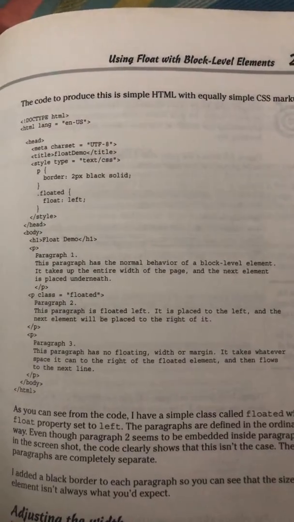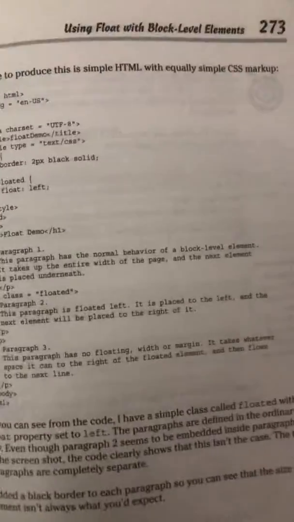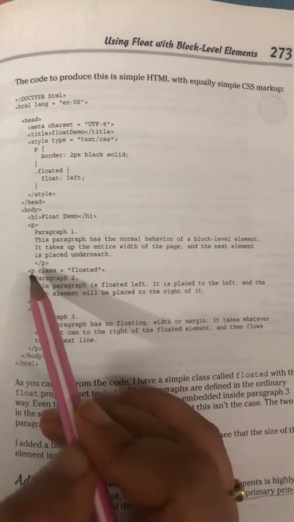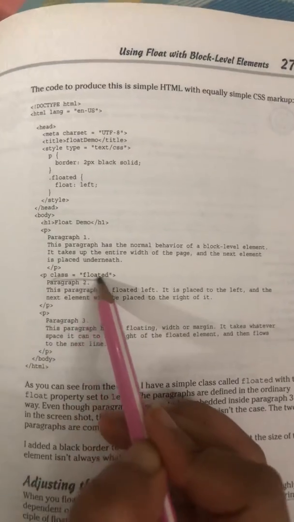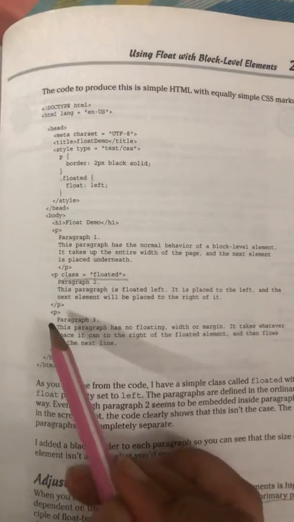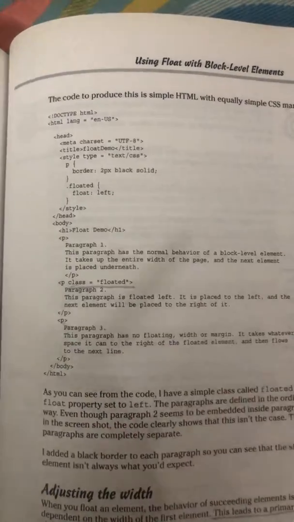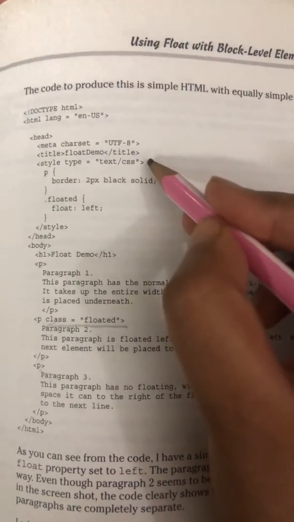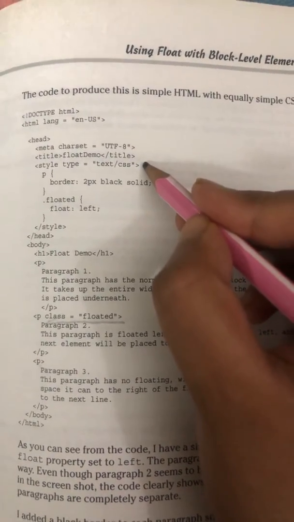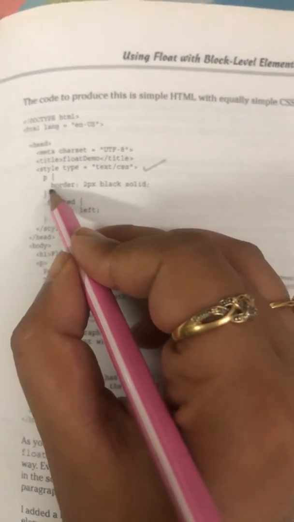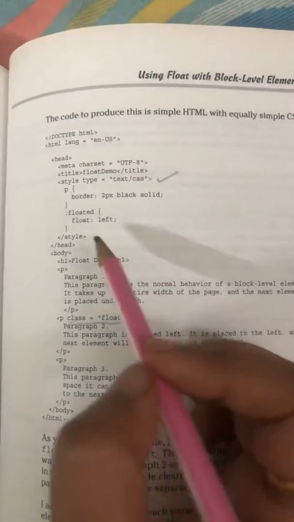The code for the same would look something like this. Here you can see, firstly focusing on the body part, the first paragraph is normal. For the second paragraph, I have used class equal to floated, and later I will define the styling for the floated class. The third paragraph is also normal. So here it is. We define the style tag in the head section. Style type is equal to text/css. For the paragraph, we want all the 3 paragraphs to have a border.